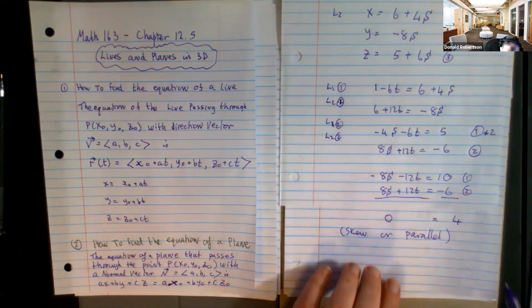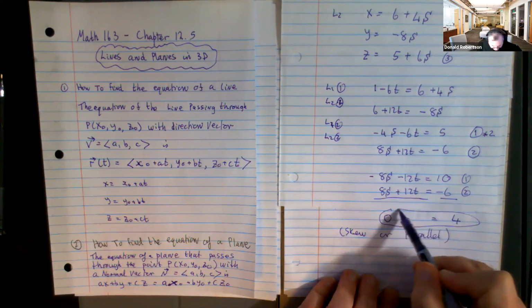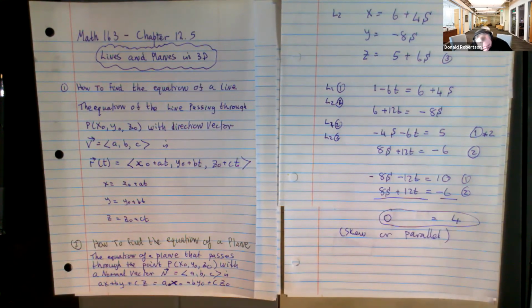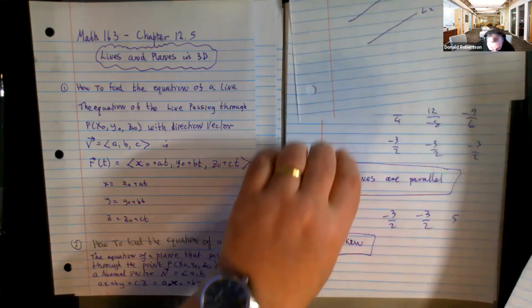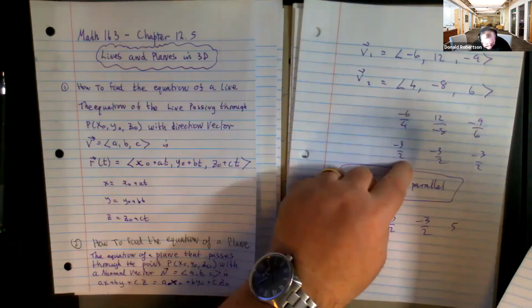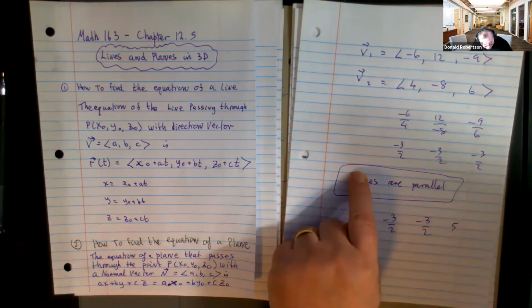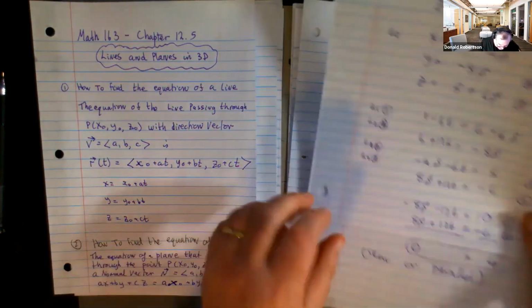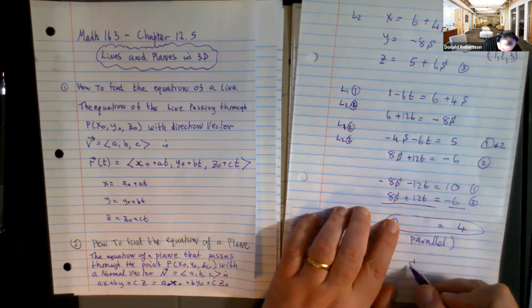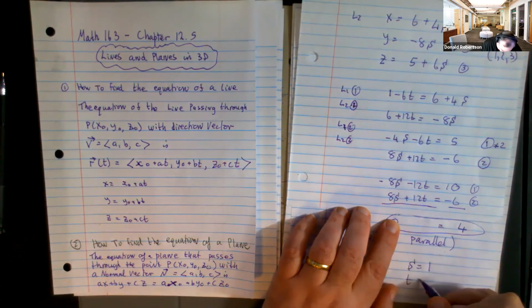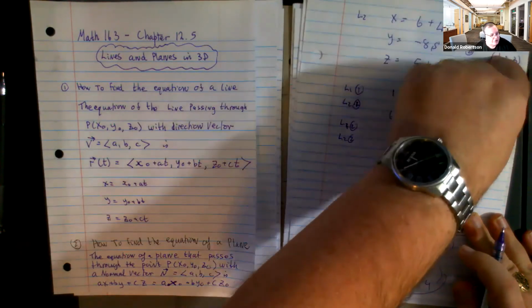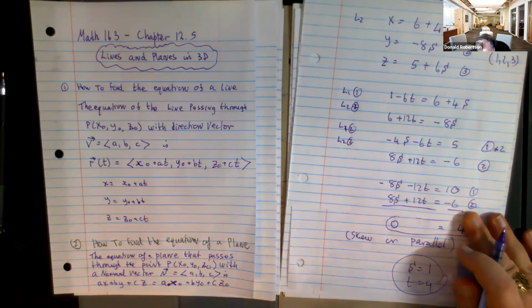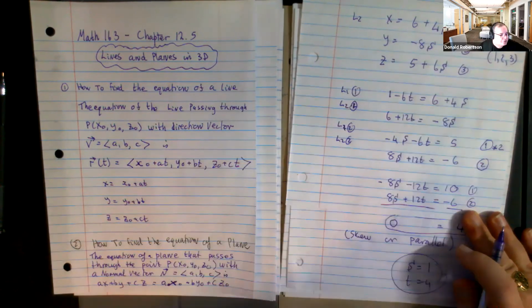So to recap, if that happens, parallel or skew, you then check to see if it's a multiple. If they are multiples, parallel. If they're not, skewed. If you get a solution like s equals 1, t equals 4, right? You get a solution. You check it against these two guys. If the coordinates match, you've got an intersection. If the coordinates do not match, you've got skewed.